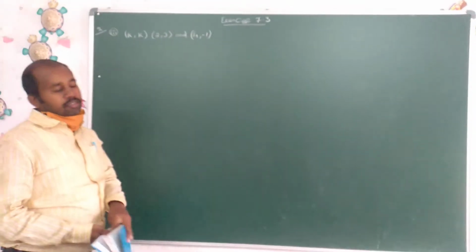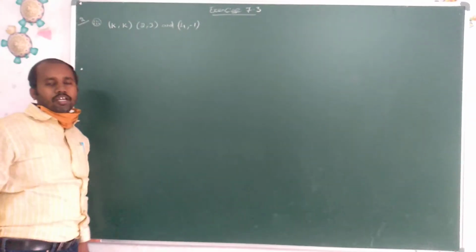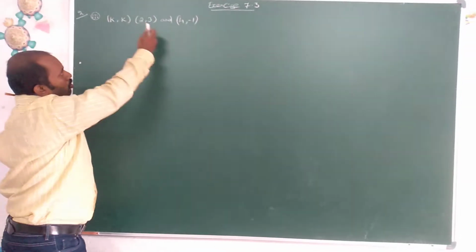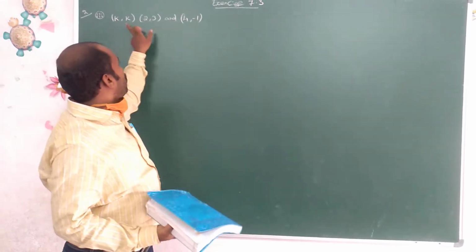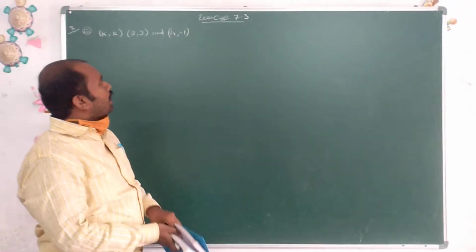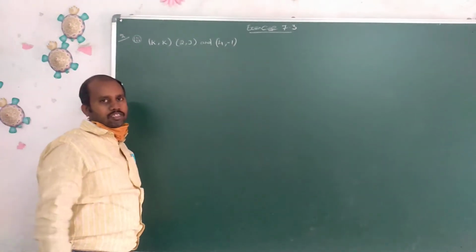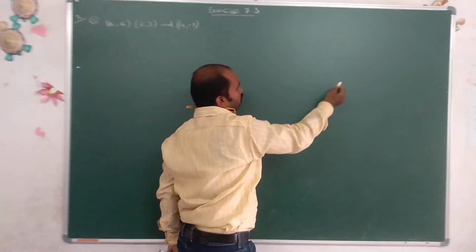Okay. Here k comma k, 2 comma 3 and 4 comma minus 1. These 3 points are given. Now find the value of k. Okay. K value find out here. Condition given. What is that? These 3 points are collinear. Then find the value of k. Okay. Collinear. Already you know that.